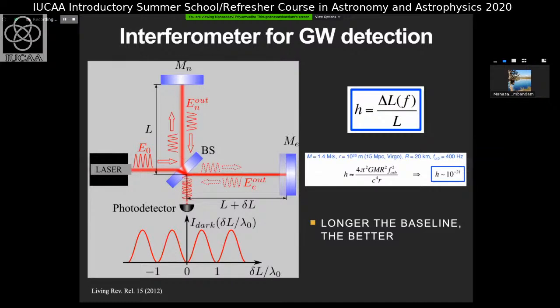If you have to calculate what h is, what is the strain that a typical gravitational wave will produce on a Michelson interferometer, you can see it is on the order of 10 to the minus 21, which is very, very small. So in order to have a stronger delta L, you have to build a longer baseline for the interferometer. You do better with a longer baseline in terms of increasing the sensitivity of your detector to detect a gravitational wave.